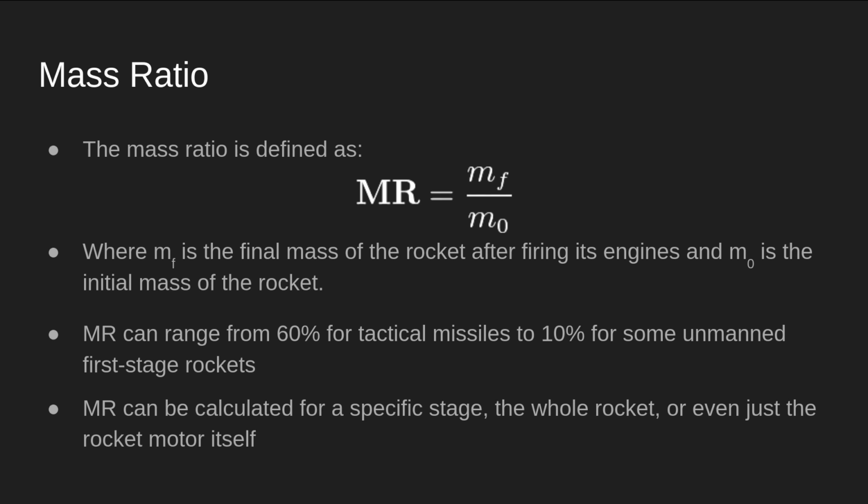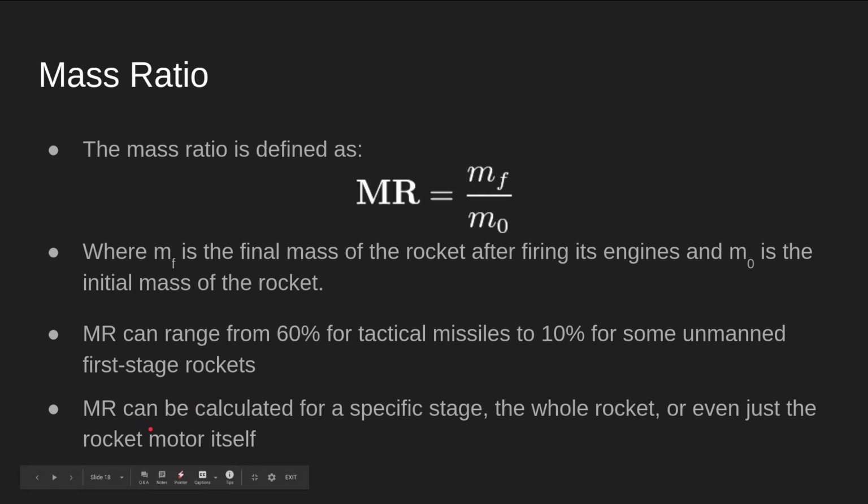Nope. Okay. So, the next constant we'll define is called the mass ratio. The mass ratio MR is defined as the final mass divided by the initial mass of a rocket. So mf is the final mass of the rocket after firing its engines, and m0 is the initial mass of the rocket. And this can vary anywhere from 60% for tactical missiles to 10% for first stage rockets that are just meant to accelerate a payload.